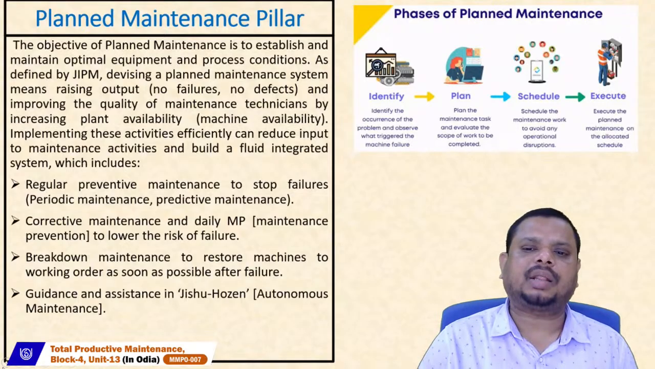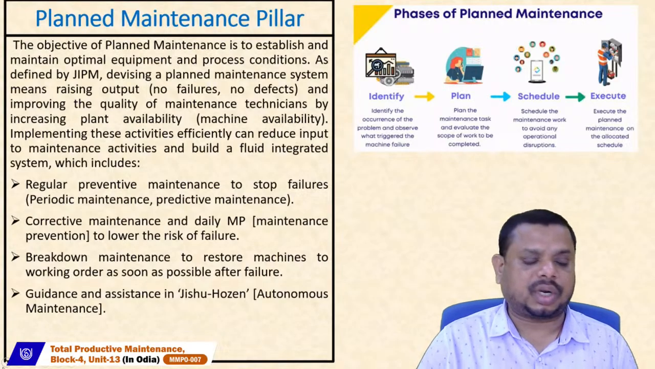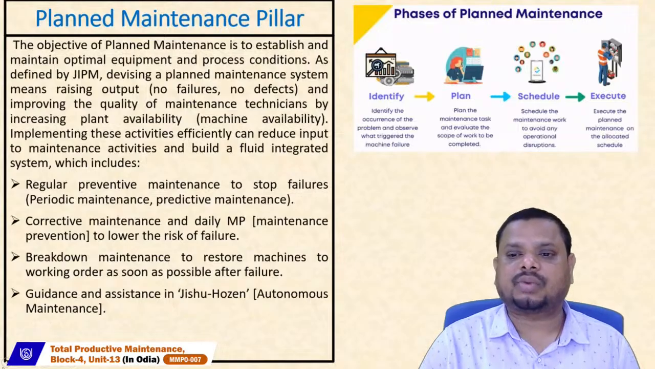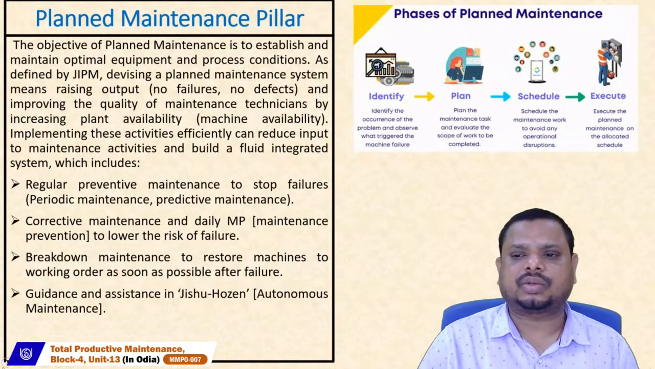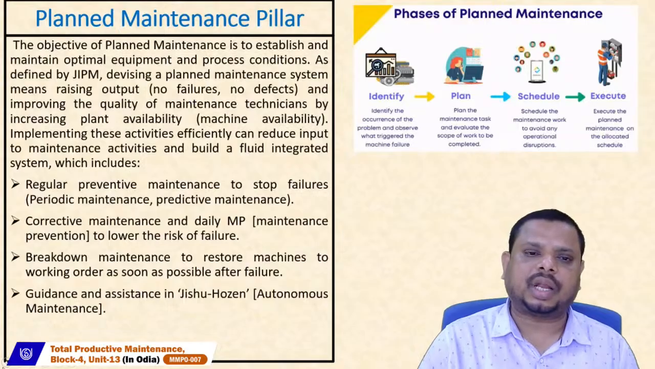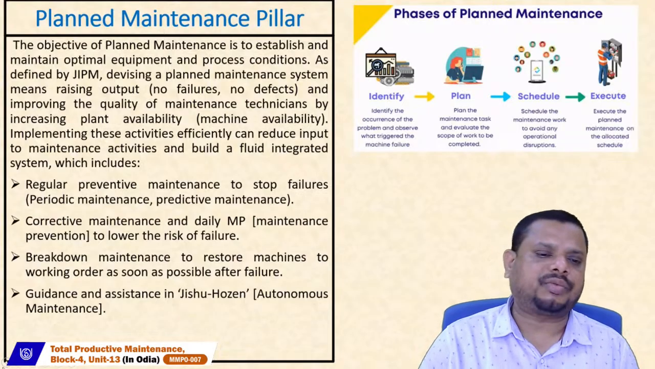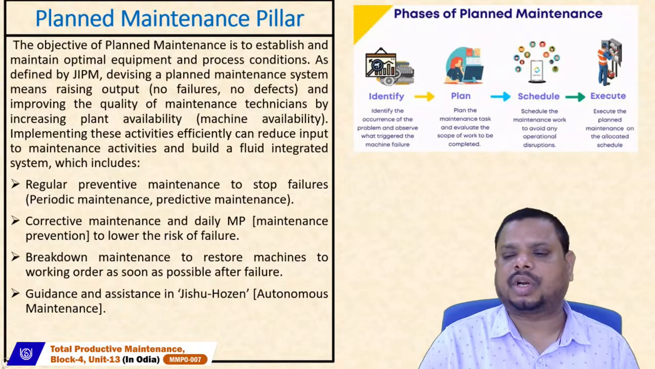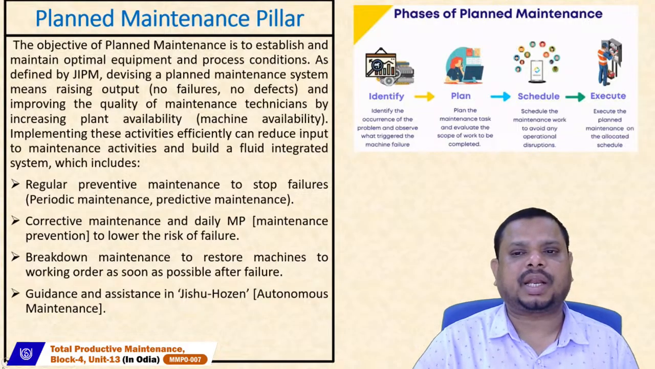Under planning, plan the maintenance tasks and evaluate the scope of work to be completed. The third phase is known as scheduling. Under scheduling, you schedule the maintenance work to avoid any operational disruptions. And the last one is execute. So execute the plant maintenance on the allocated schedules, and on those schedules you have to allocate your resources. That means you have to provide the spare parts, or if required, you go for adjustment, or if required, you go for a replacement of this particular part. So this is all about the plant maintenance pillar.